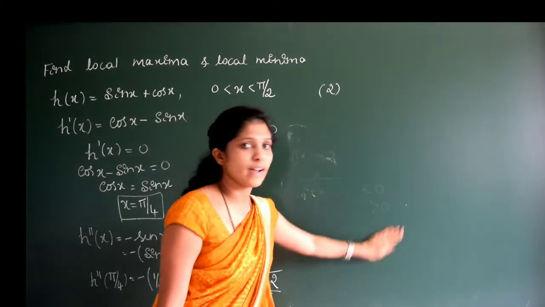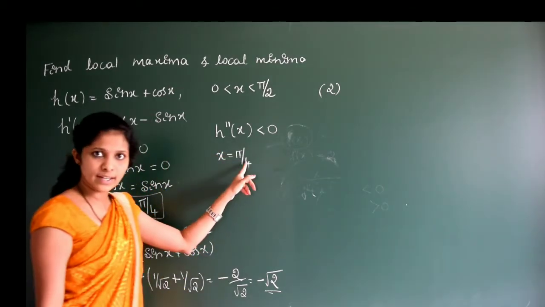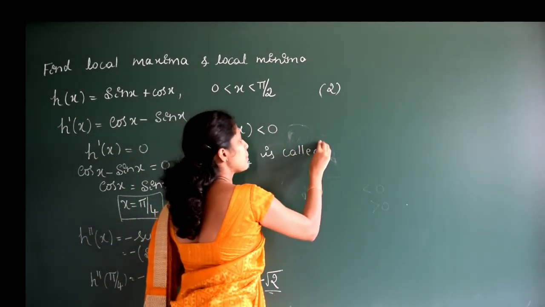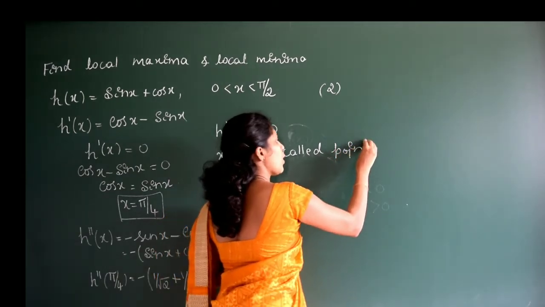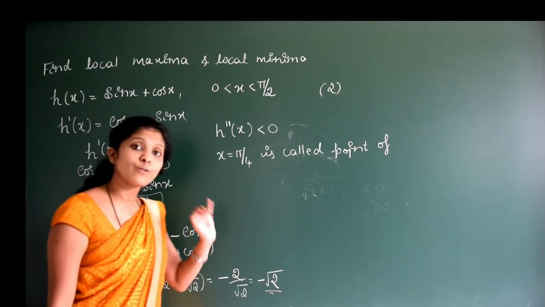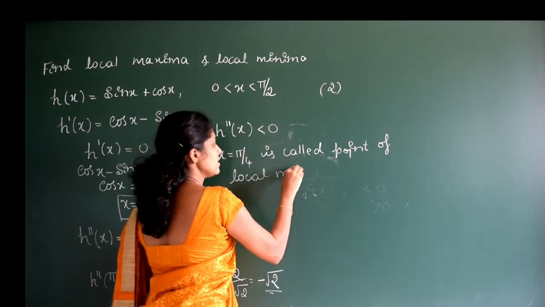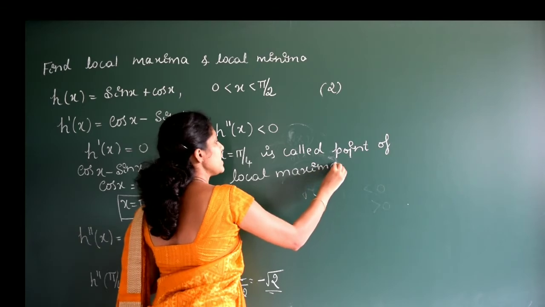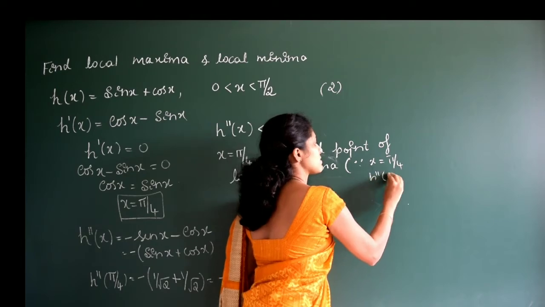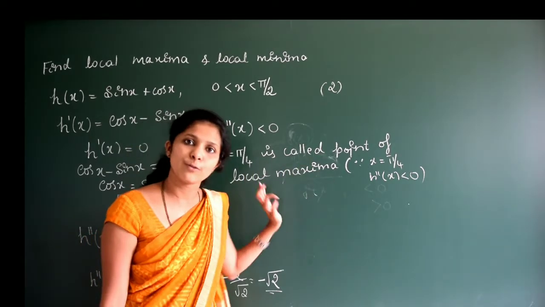So at the value of x equal to pi by 4, we check whether it is a point of local maxima or local minima. If it is less than 0, then it will be a point of local maxima. Point of local maxima. Is it clear? Since at x equal to pi by 4, h double dash of x is less than 0, the value x equal to pi by 4 is called the point of local maximum.